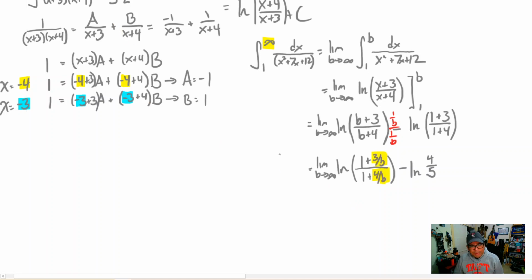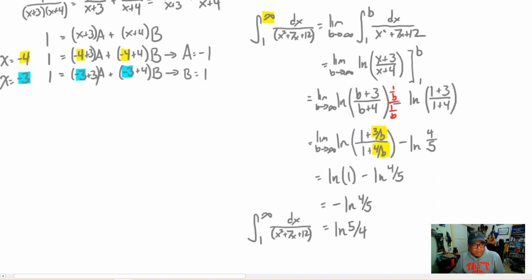I also noticed that I forgot the natural logs there. I got a little bit too far ahead of myself. But anyways, this is going to become the natural log of 1 over 1, which is just the natural log of 1. Well, the natural log of 1 is 0. So this is really negative natural log of 4 over 5, which is actually the same thing as the natural log of 5 over 4, which completes this problem.